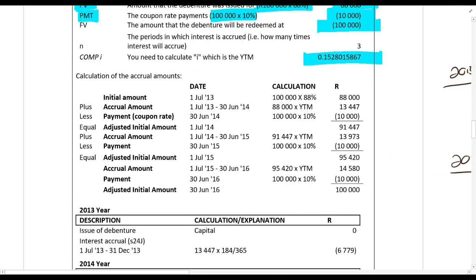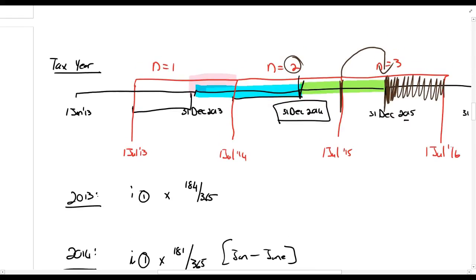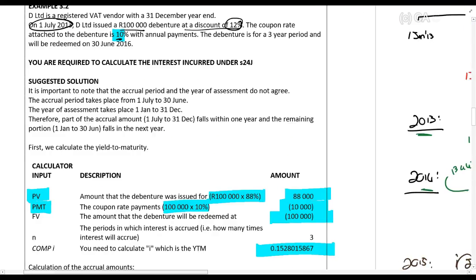So let's look at the accrual amount. The accrual amount for N1 is 13447. So what it means, if I just take it to your timeline, it means this N1 over here is 13447. So what do we do with that 13447? In 2013, we have 13447 times 184 over 365. In 2014, we have 13447 times 181 over 365. Right, so that's the first one.